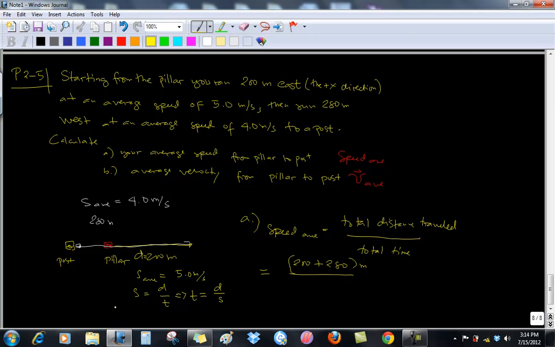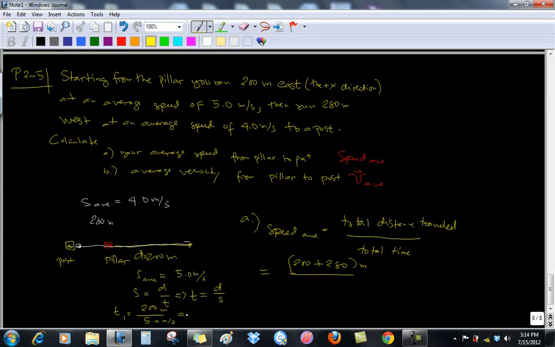And therefore, we call that T1. T1 is where he goes to the right. T1 is distance traveled 200 meters. How fast is it traveling? It says here 5 meters per second. So 5.0 meters per second. Therefore, it will take how long?